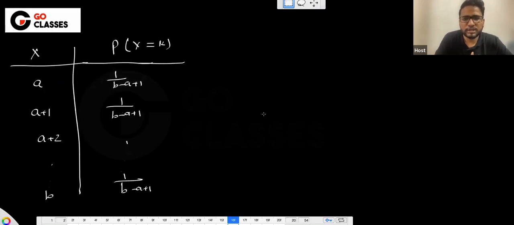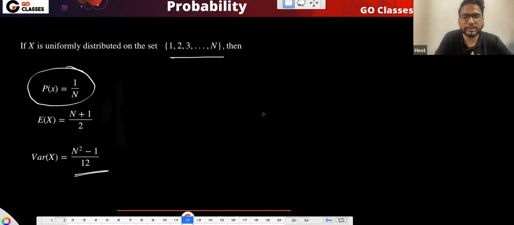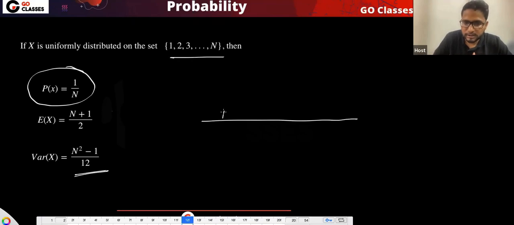By the way, what was the earlier expectation that we got? It was n plus 1 by 2. Can you see why it is n plus 1 by 2 from the center of mass idea? There were n numbers. This is some probability mass sitting at 1, this is some probability mass sitting at 2, this at 3, and similarly, this is some probability mass sitting at n. And every probability mass is equal.